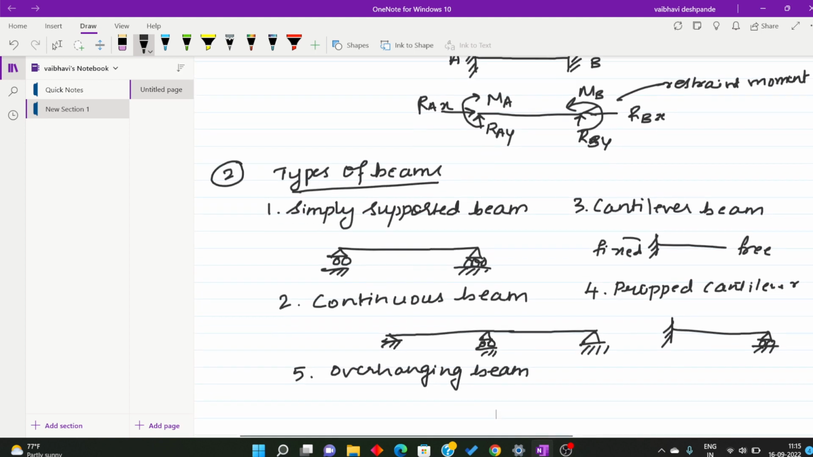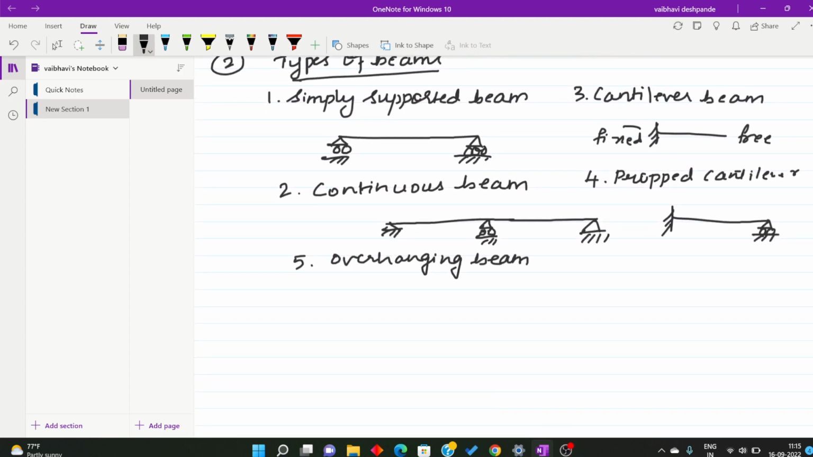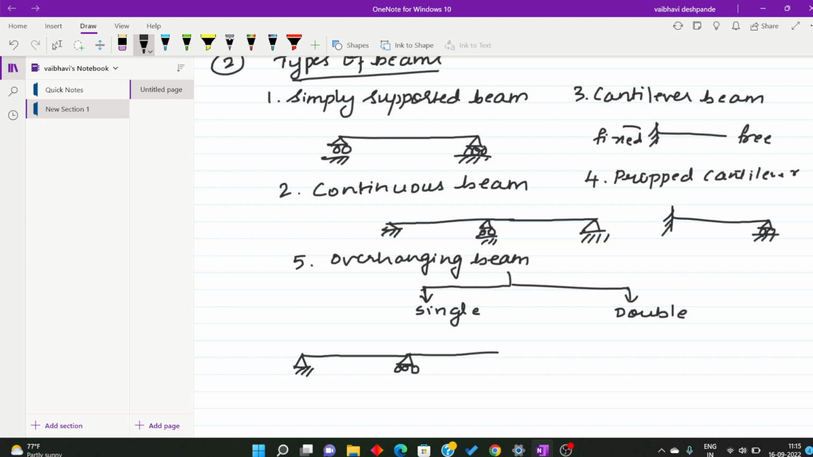There are two types in overhanging beam. Okay, that is either it is a single overhang or there is a double overhang. Single overhanging beam or double overhanging beam. Okay, so single overhanging beam means, suppose this is a beam with hinged and roller support. There is only overhang on one side.